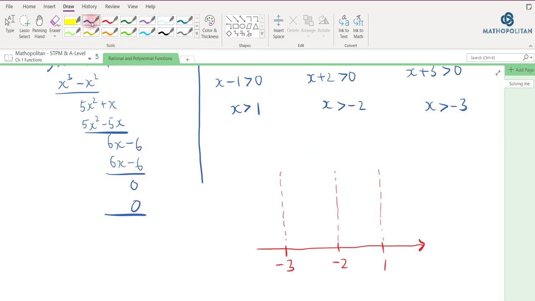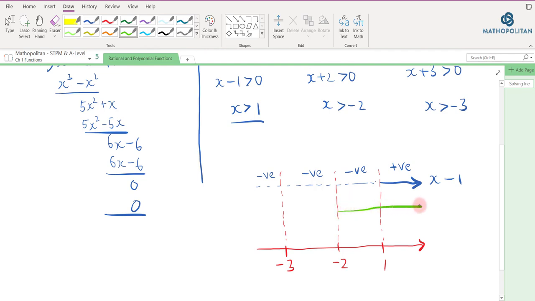So when x is greater than 1, then x - 1 will be positive. Otherwise, if x is less than 1, then x - 1 will be negative. Next, for x + 2, if x is greater than negative 2, then the factor x + 2 will be positive. Otherwise, if it's less than negative 2, then the factor x + 2 will be negative.